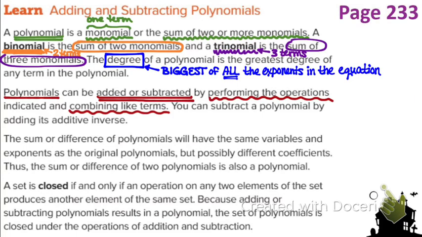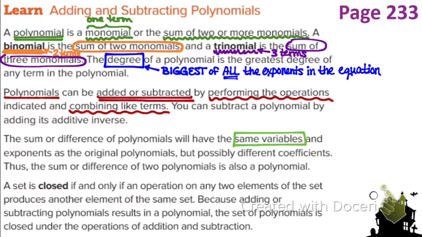Polynomials can be added or subtracted. We just did this in the bell work. We performed the operations indicated. We distributed if we needed to. And then we combined like terms together. If I do a sum or a difference of polynomials, it's going to have the exact same variables. If I am adding or subtracting, the variables will not change.